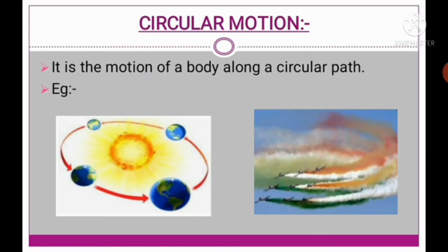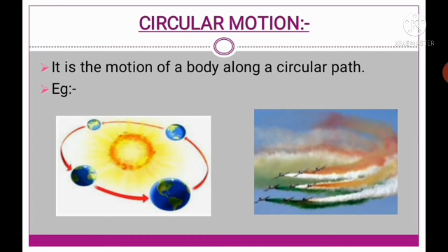Circular motion. A body is said to be in circular motion if it moves in a circular path around a fixed point. It is also a special kind of curvilinear motion in which the distance of a moving object from a fixed point does not change. Thus, the motion of a body along a circular path is called circular motion.